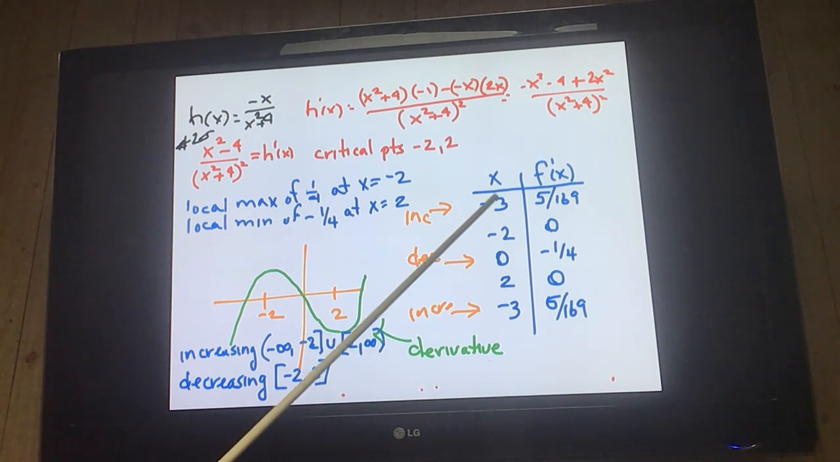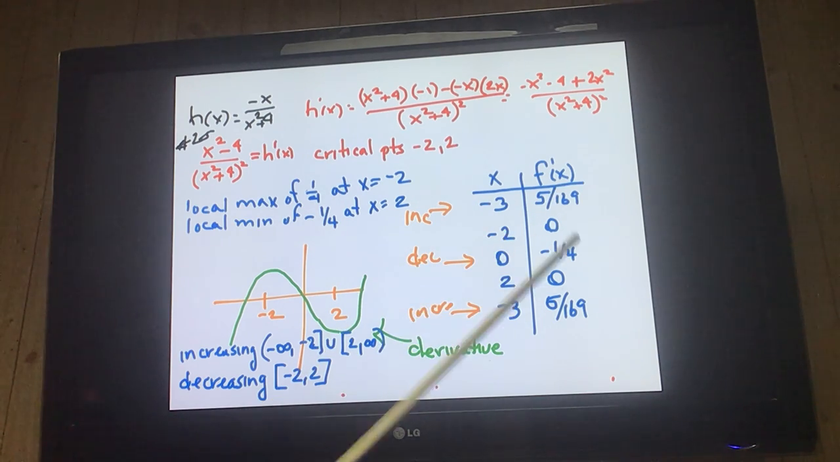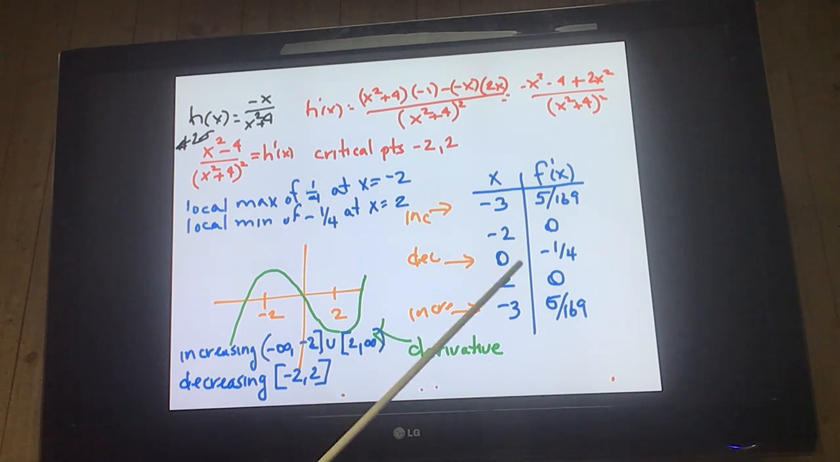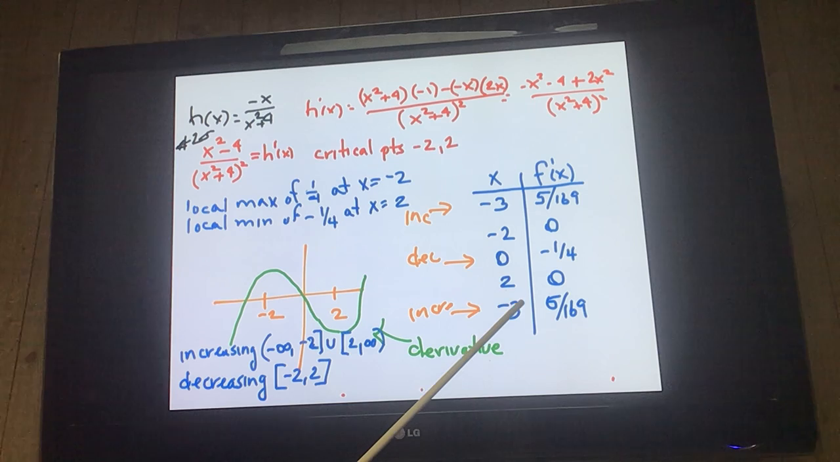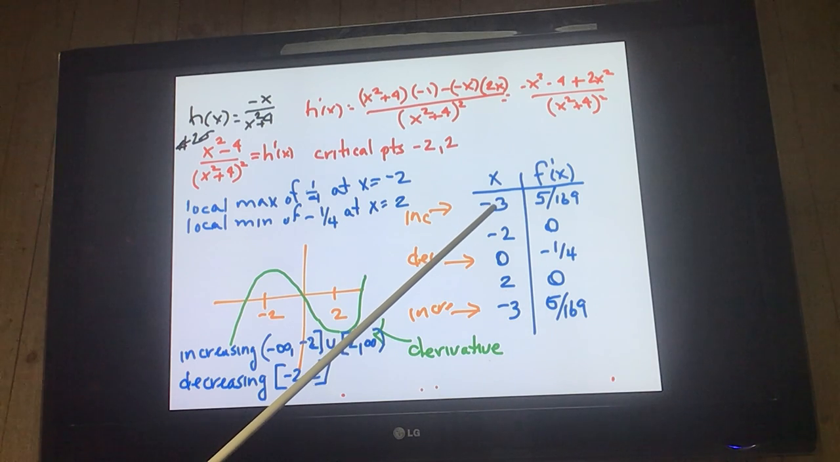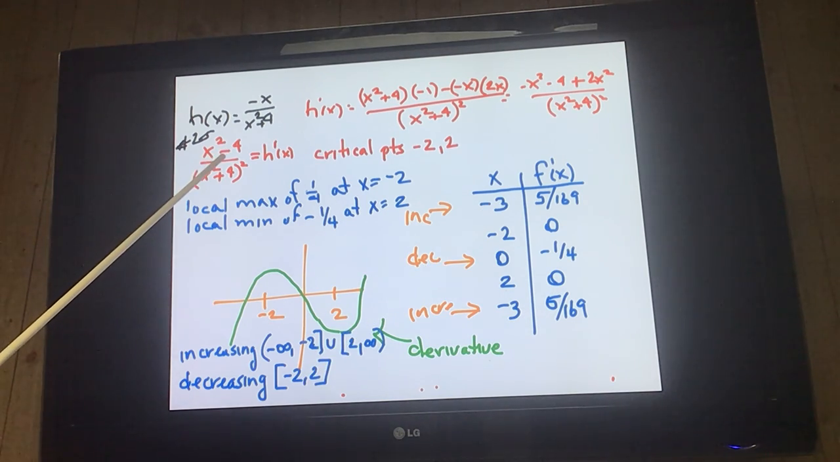I pick a number to the left of negative 2, negative 3. I can pick any number I want. In between negative 2 and 2, the easiest one is 0. And to the right of 2, and this should be a plus 3. And again, I was doing this fast and I messed up. So this is a plus 3. I can't change it on my slide right now. So plus 3.